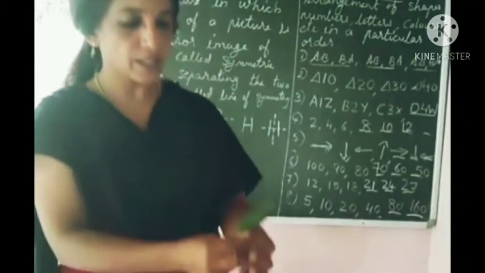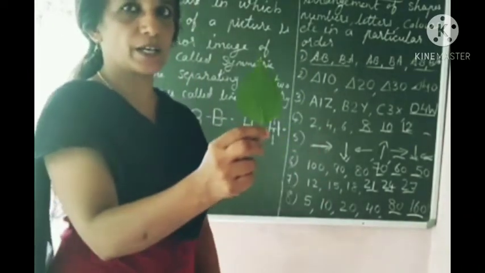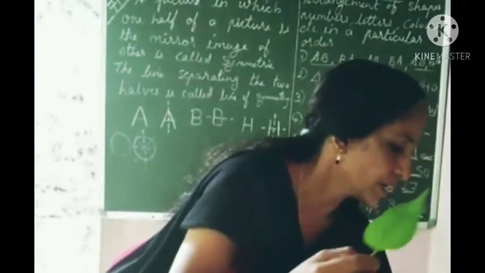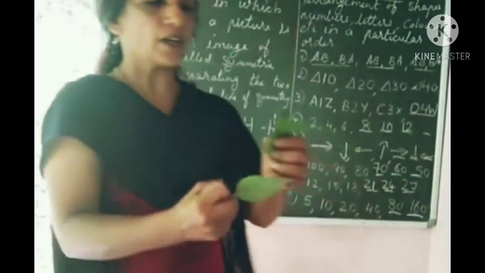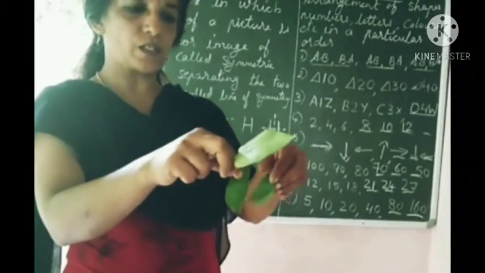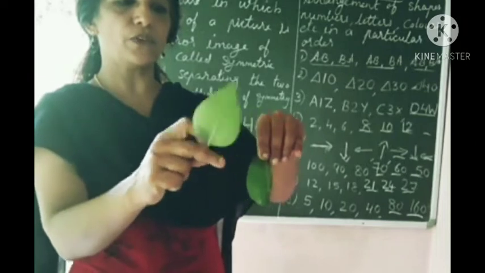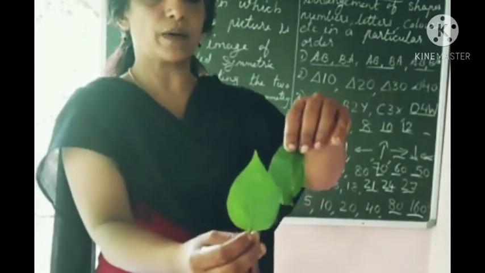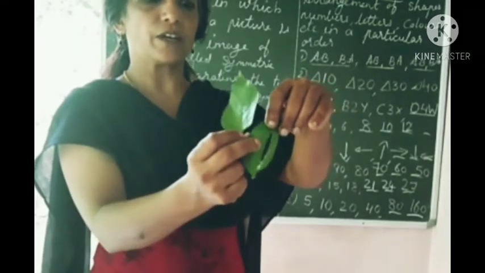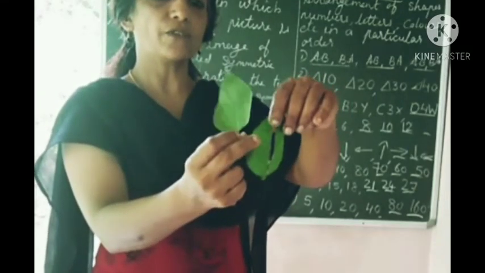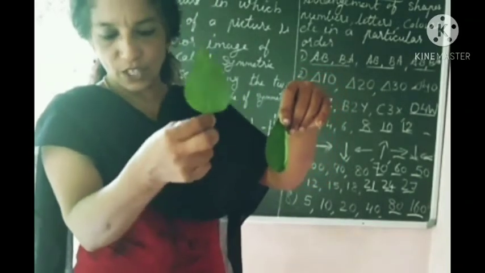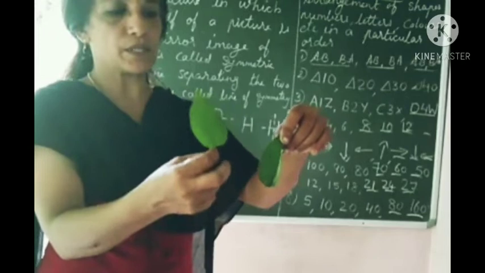Next, this one is also another leaf. Is it symmetrical? Yes, we can divide that leaf into 2 equal parts. This is also a symmetrical figure. This one divided into half. This is the full one. Therefore, this leaf is a symmetrical picture.